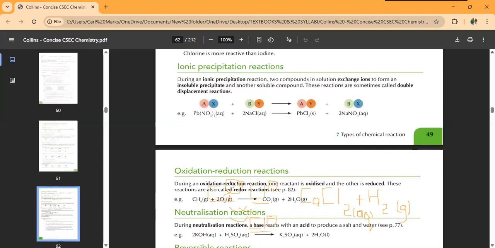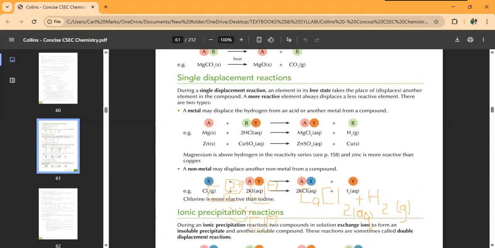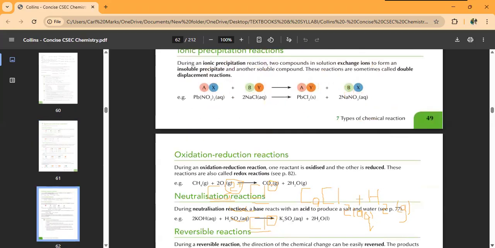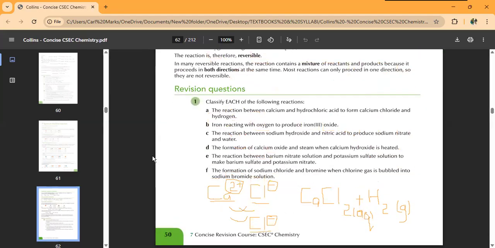I'm going to update now to show you. It's called a single displacement reaction. So the metal is going to displace the hydrogen from an acid or another metal from a compound. In this case, it's a metal displacing the hydrogen from the acid. So this first one, please write next to this equation that it's a single displacement reaction. So 1A is a single displacement reaction.